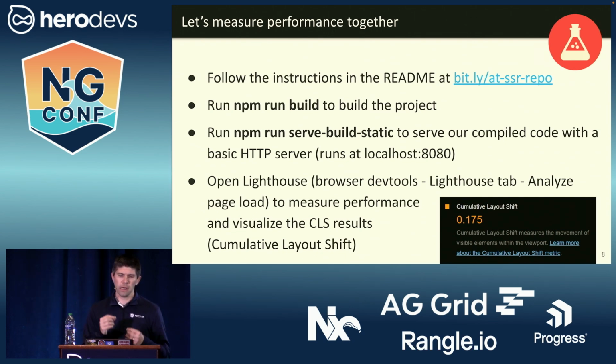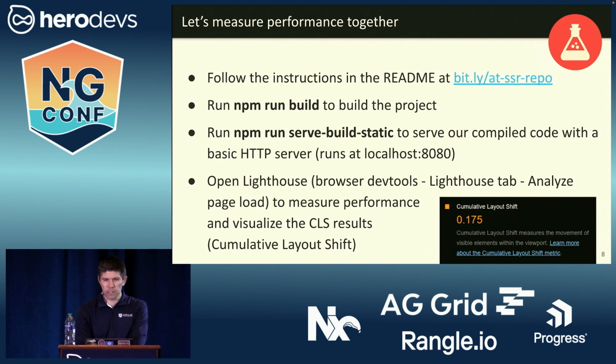how to do that. Then we just run a build. We get the build output. And once we have that build output, we start a basic HTTP server to just serve it on our machine. And then we can open Lighthouse in the browser DevTools. And we go to the Lighthouse tab, and we can check the performance. So you can do that. I'm going to do it as well in parallel, so we can pretty much do it together.